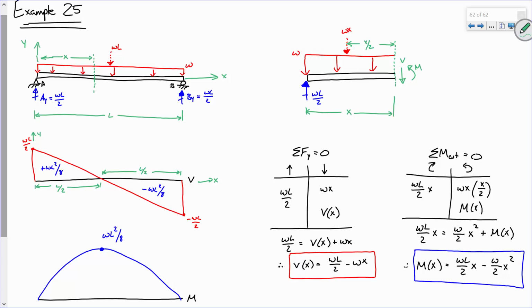Now, does that line have a positive slope or a negative slope? Negative slope, right? What is the slope of that line? Negative W. The slope of the shear diagram is equal to the load. The load's W, it's going down, so it's negative. Slope's negative.